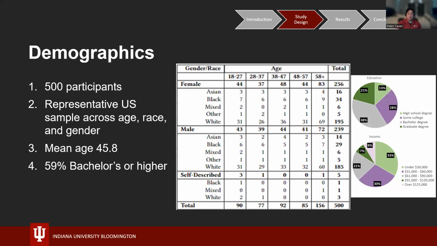So we recruited 500 participants via Prolific and collected demographic information on income, education, age, gender, race, etc. And then Prolific did provide a representative sample across age, gender, and race for the US, and so we're going to use that as well. As you can see, due to the platform requirements of literacy and computer access, our sample was relatively educated compared to the US Census data. We can see that 59% of our participants had a bachelor's degree or higher.